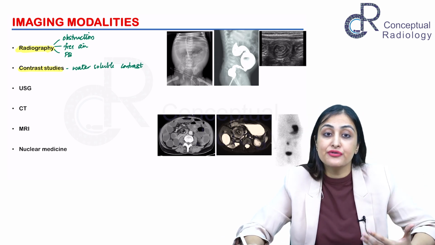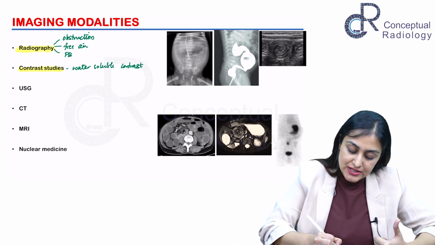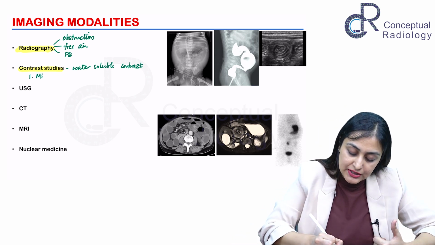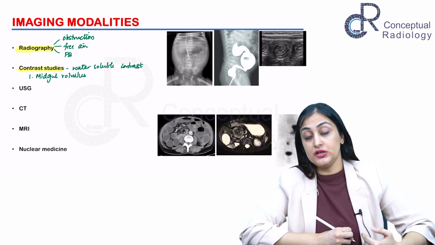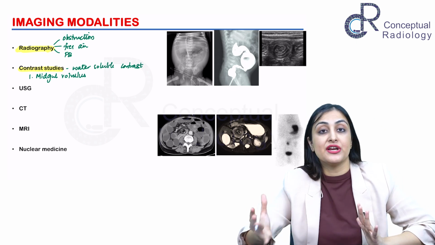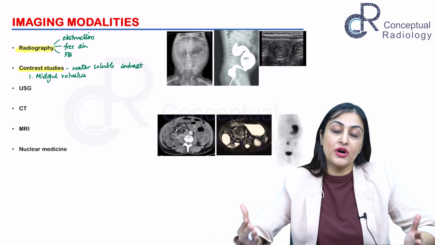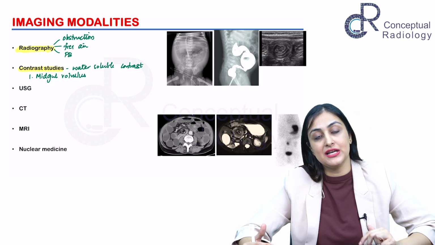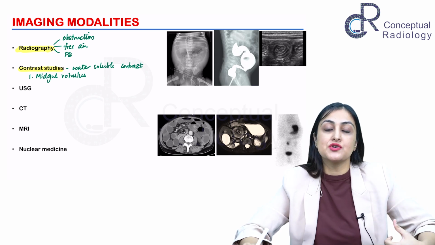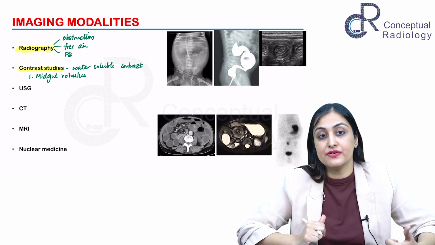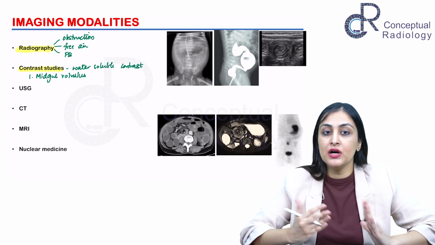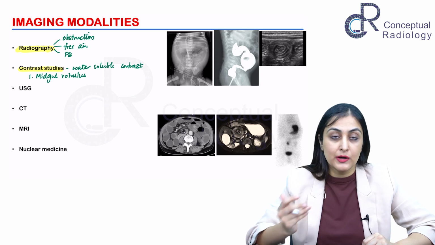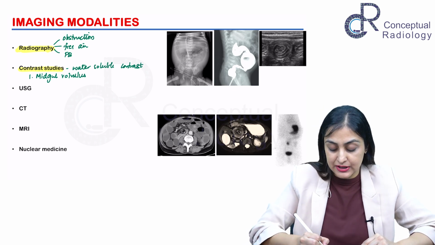Two of the most frequent uses of contrast study: one is going to be midgut volvulus. Whenever you have a case of midgut volvulus, it becomes very important to know where the DJ flexure is placed, and an upper GI contrast study is one of the best studies to show us the position of the DJ flexure. We'll talk about this when we go to volvulus, but for now remember it has a very important role, upper GI contrast study in midgut volvulus.